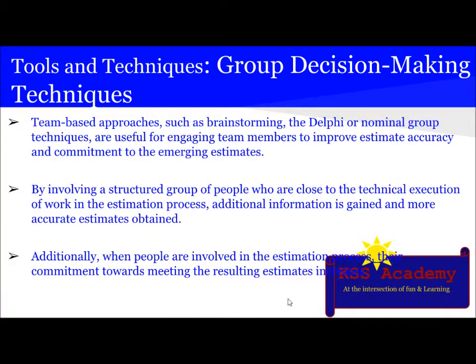Then the next technique is group decision making technique. It is a team based approach such as brainstorming. The Delphi or nominal group technique are also used for engaging team members to improve estimate accuracy and commitment to emerging estimates. By involving a structured group of people who are close to technical execution of the work in the estimation process, additional information is gained and more accurate estimates are obtained. Additionally, when people are involved in the estimation process, their commitment towards meeting the resulting estimates increases.